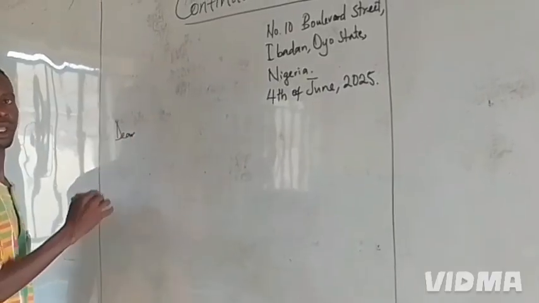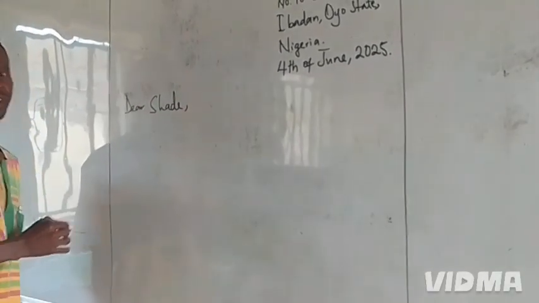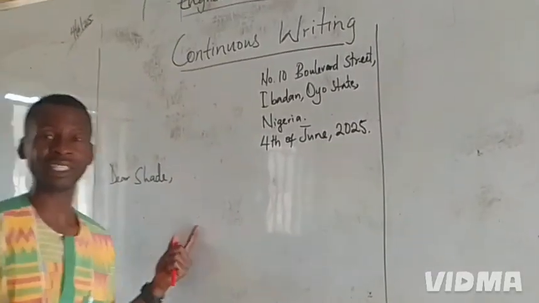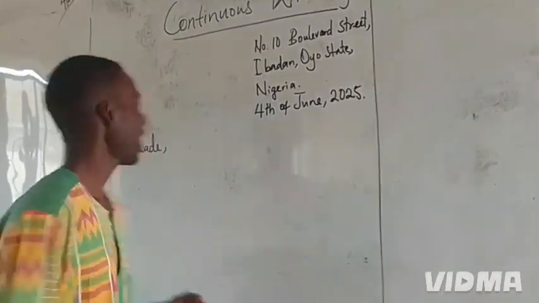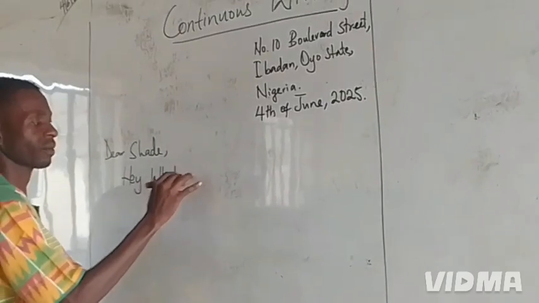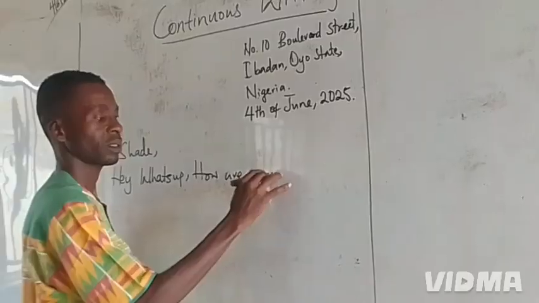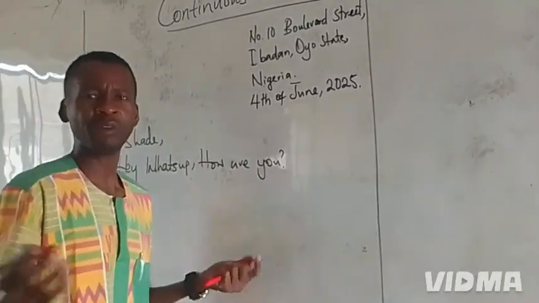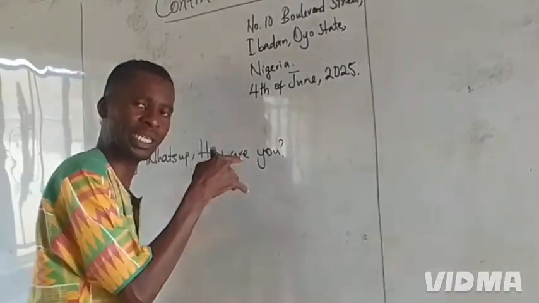Dear Shade. Because it's an informal letter, the way you build rapport in your letter is like you are seeing the person, like there is a conversation. Hey, what's up? How you doing? How are you? You greet. How's the family? What have you been up to? The reason why you're writing the letter must be indicated.